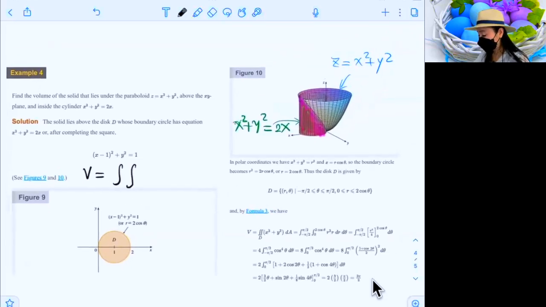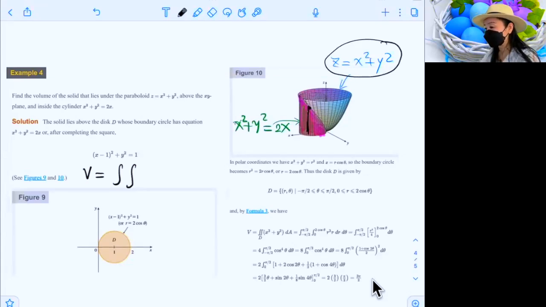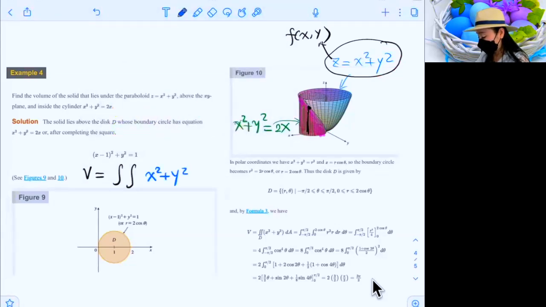Well, you have to think about the height, right? So what's the height of this? The ceiling is going to be this, z equal x squared plus y squared. Think about that as a function of x and y. So the function that we integrate, this is the ceiling. It's going to be x squared plus y squared over here. So let's put that down.